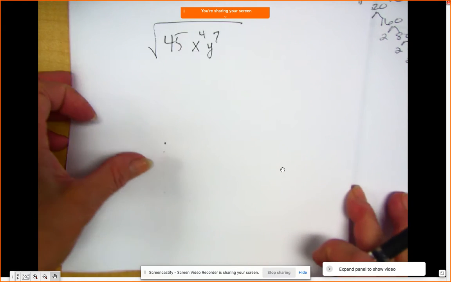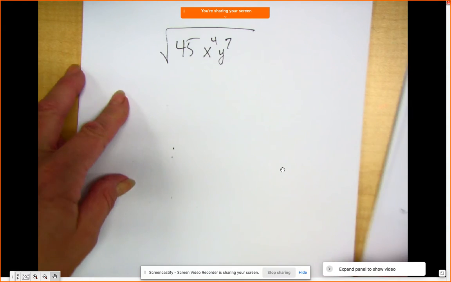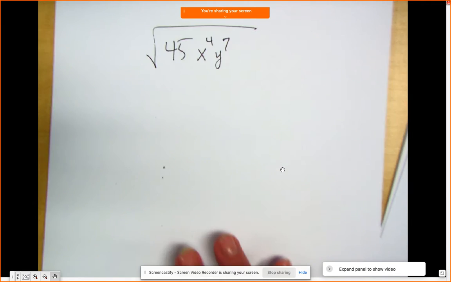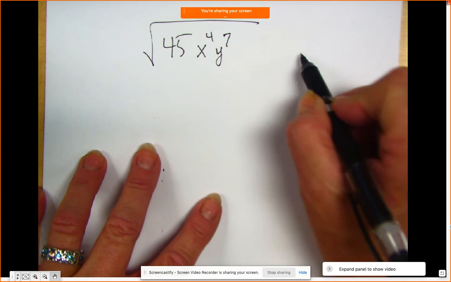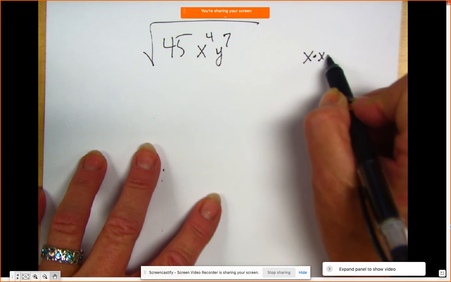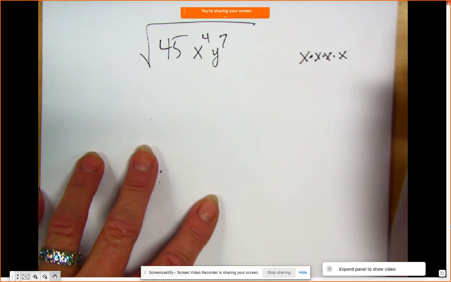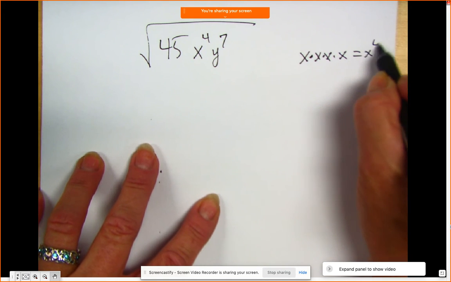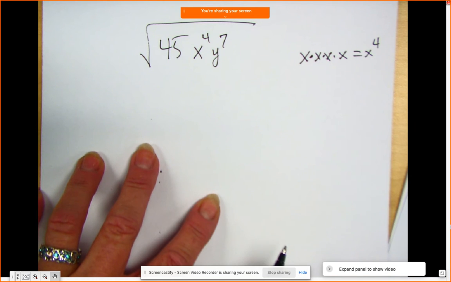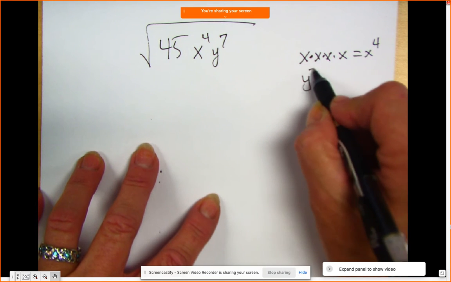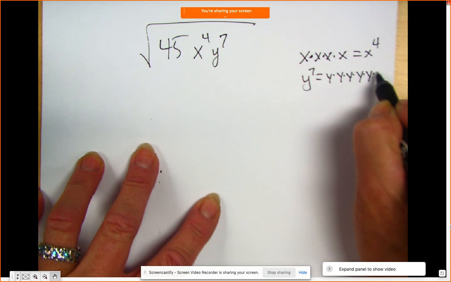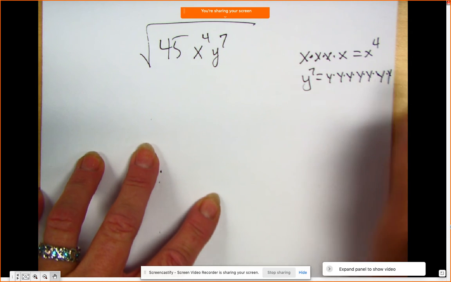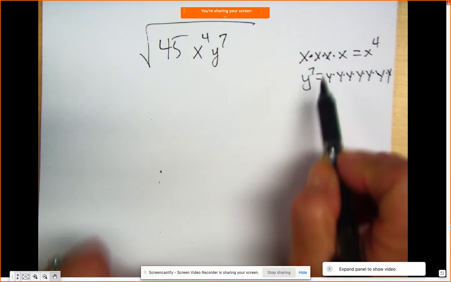You're like, whoa, numbers. The letters are easy, guys. When it says x to the 4th, that means you take the base, x, times itself 4 times. This is x to the 4th: 4 x's. The y to the 7th, guess what it equals? 1, 2, 3, 4, 5, 6, 7. Oh my goodness, we got 7 y's. That's what y to the 7th means.